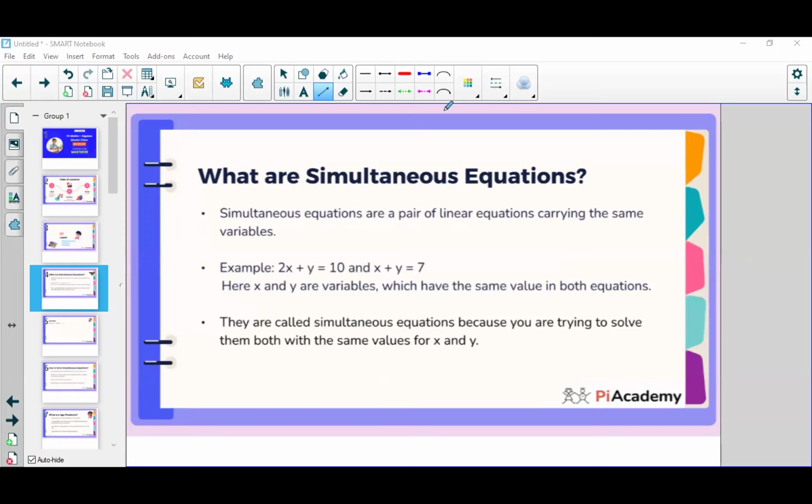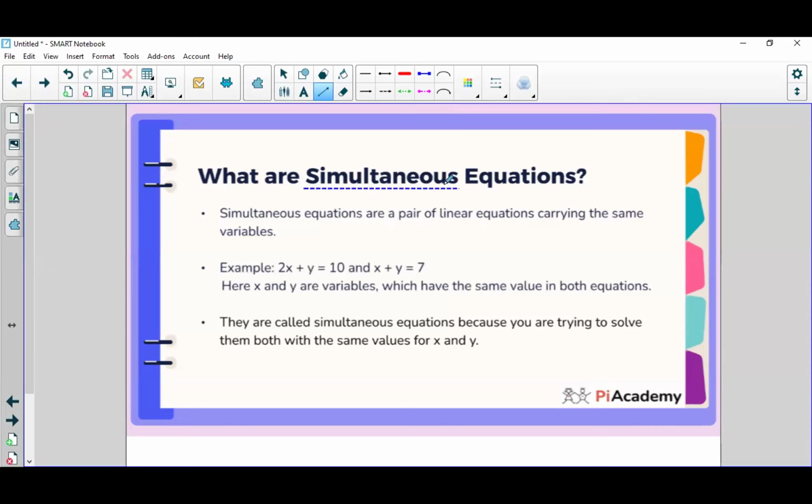Okay. So that's why we are conducting this session, so that students will find it easy to solve the questions in future. Let me tell you what simultaneous equations are. As is clear from the name, simultaneous means we are solving two equations simultaneously, which means at a time.